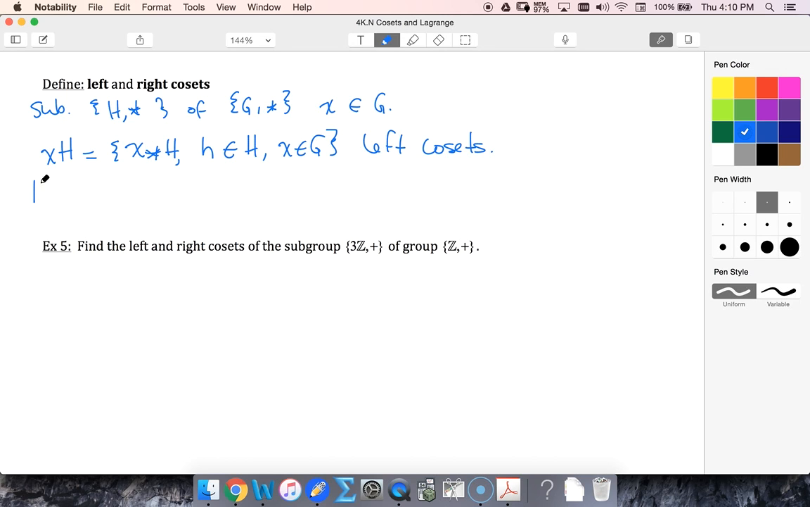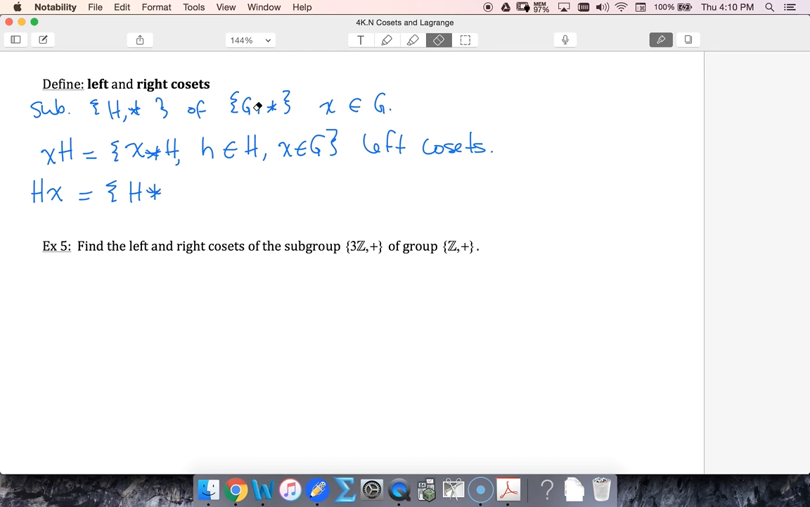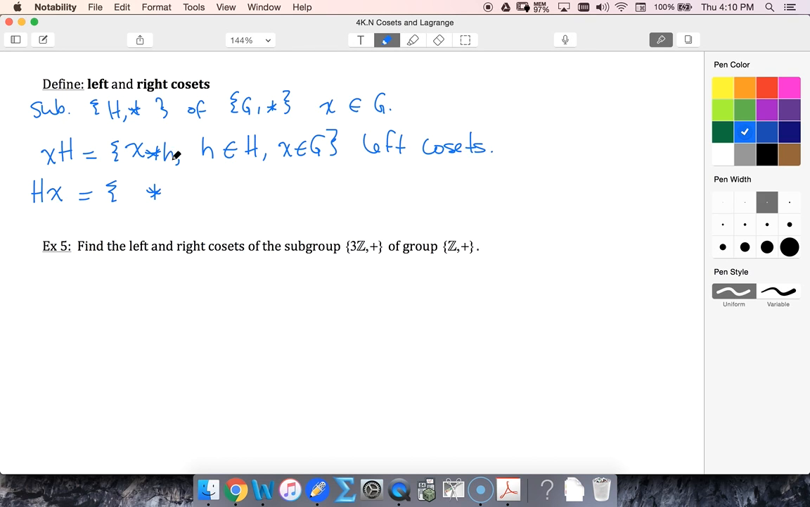Right cosets, just doing the operation in the opposite way. So h star x, sorry, this should have been a lowercase h. Again, h is an element of the subgroup H, x is an element of the original group G, and this is the right coset. So this makes more sense when we look at an example.